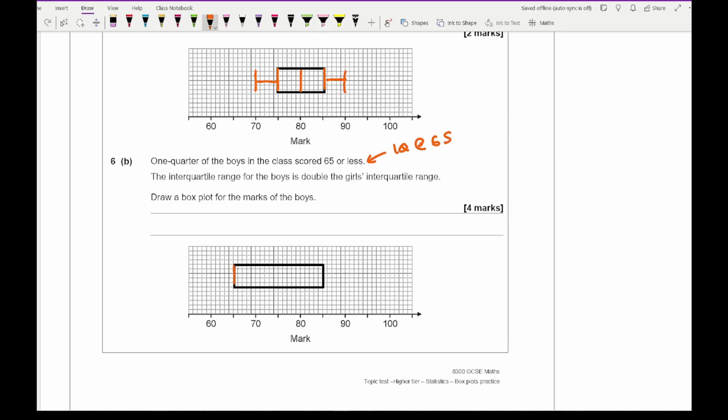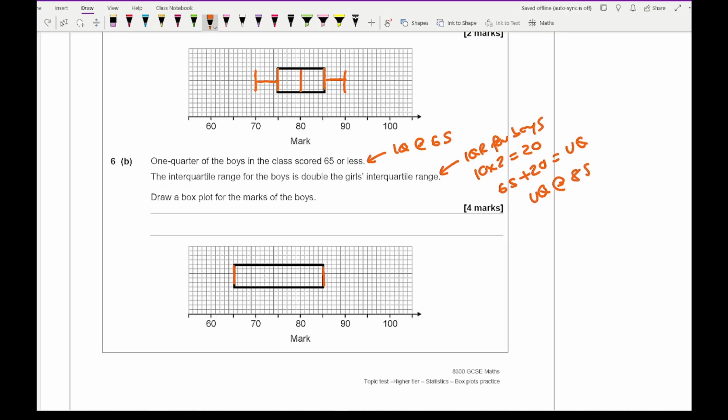The interquartile range for the boys is double the interquartile range for the girls. So the IQR for the boys is going to be 10 times 2, which is 20. So 65 plus 20 equals the upper quartile. So the upper quartile is going to be at 85, which is there.